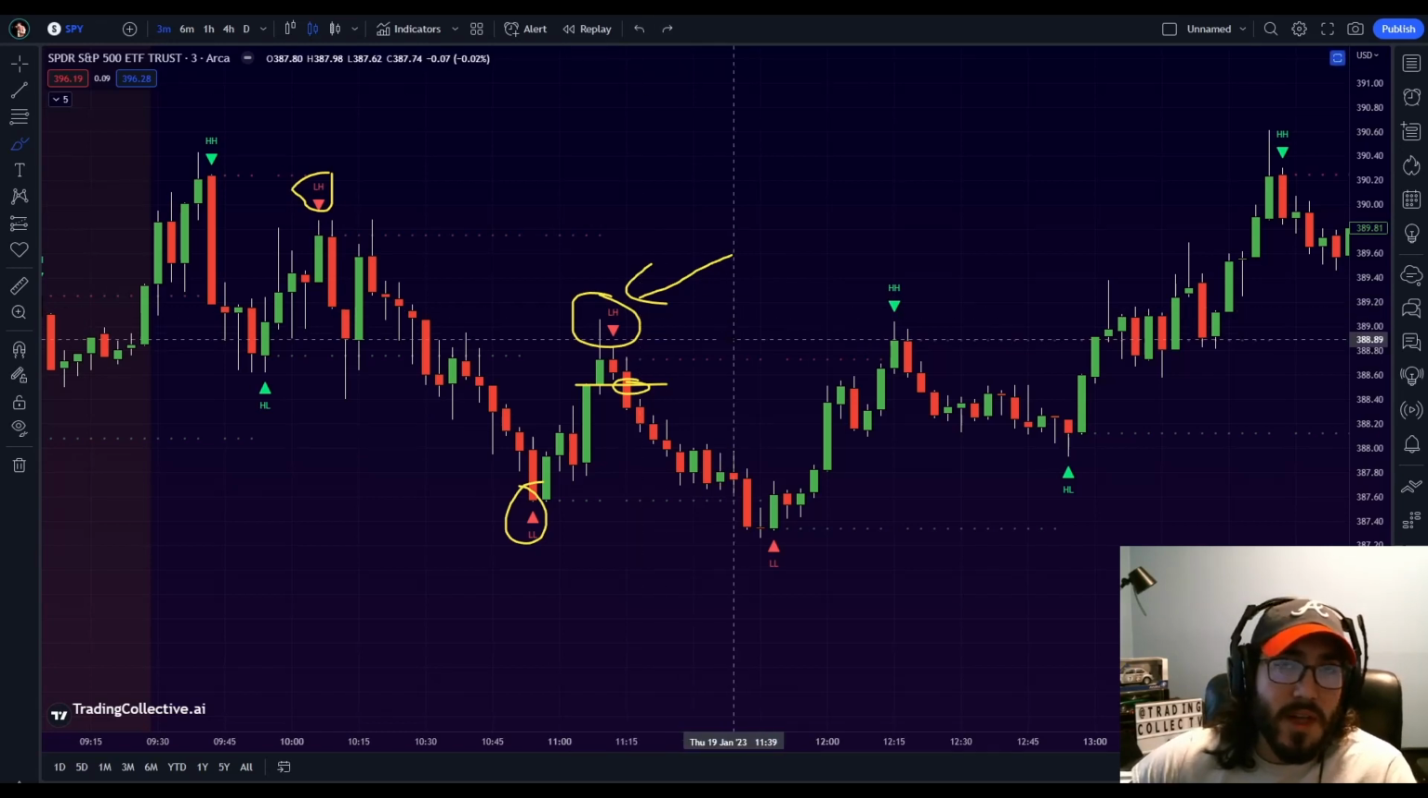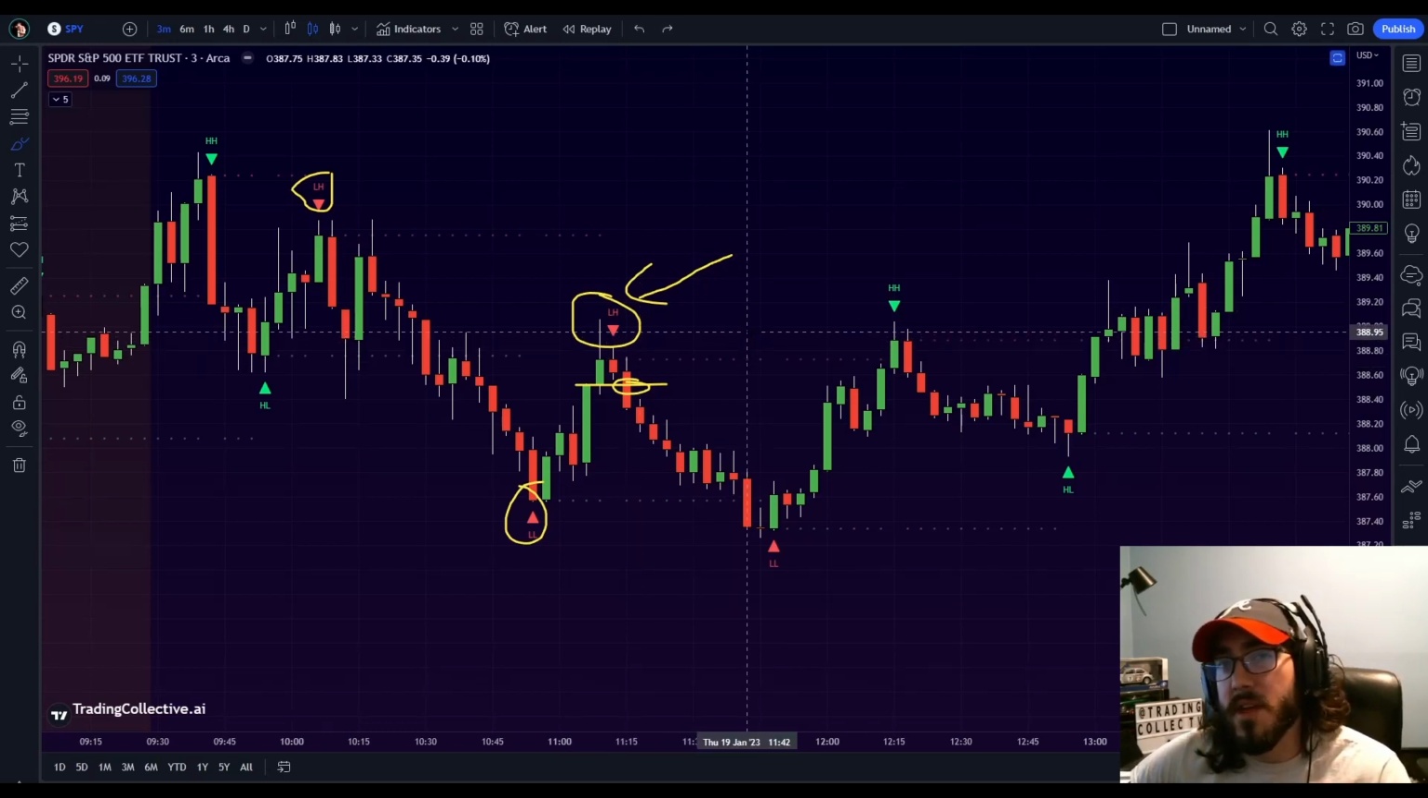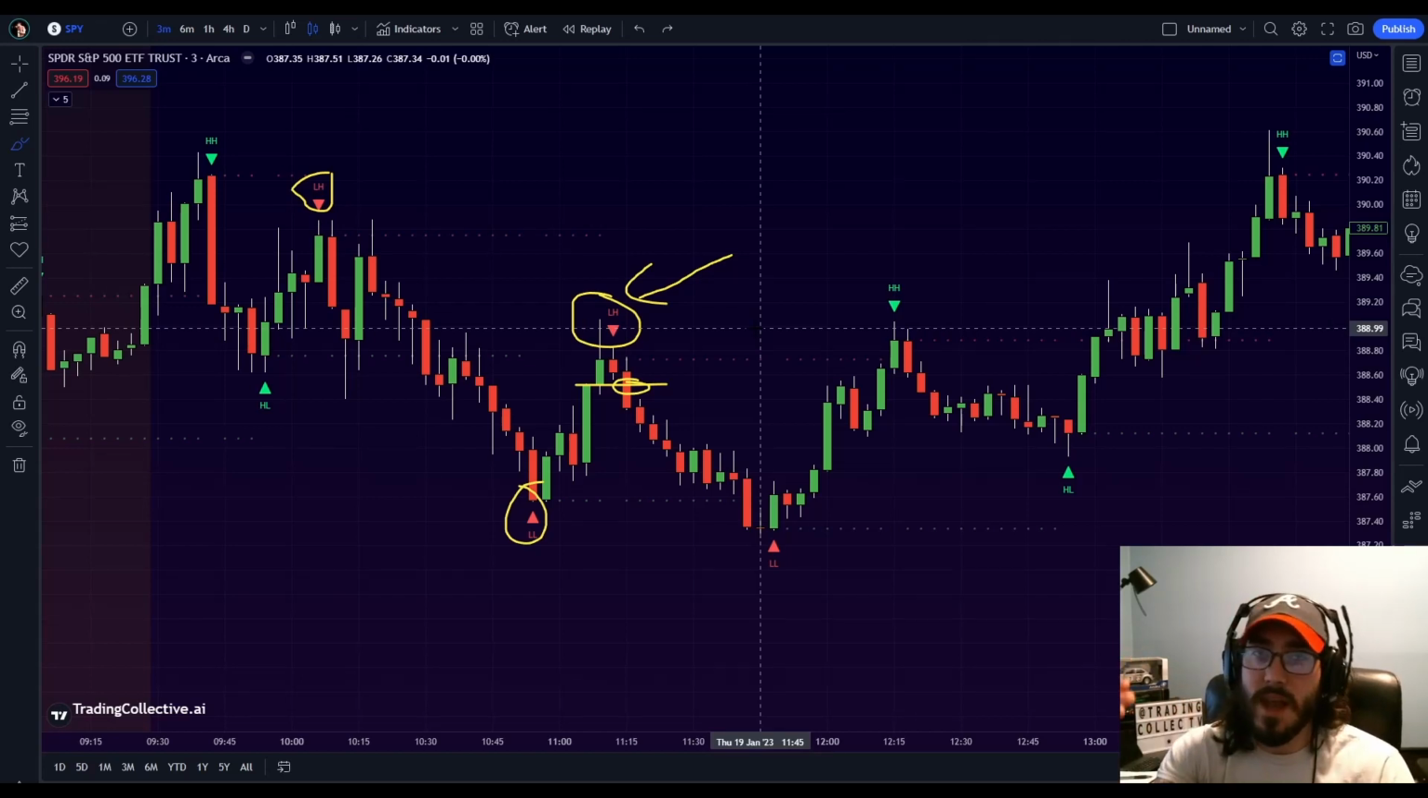Personally, I don't like to play for the break. I like to always play for the bounce, meaning I always play to that next support or to that next resistance level. It's just a safer way for me that I've found to be more successful.